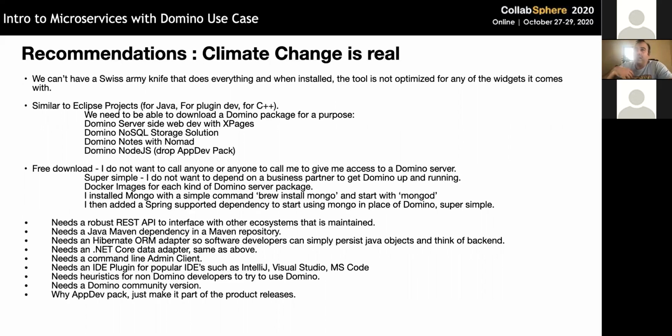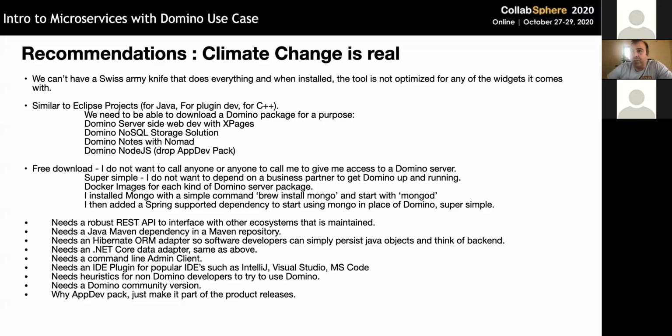So I think we should have a Domino project that says, I want this download of Domino to be a NoSQL storage solution. I just started and I don't have to worry about setting up anything. It's NoSQL storage. That's what I'm using it for. It has a REST API. I could talk to it. There's a couple of sample projects.